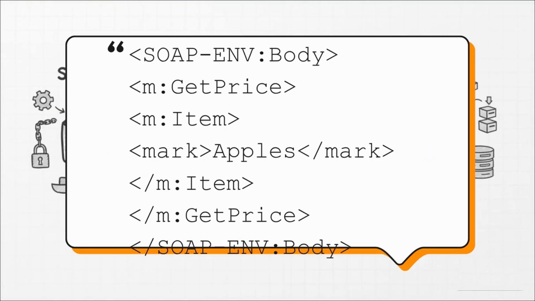And here's what that looks like in the real world. See that envelope tag wrapping the whole thing? And right inside, the body is holding the actual request, which in this case is get price for some apples. It's a bit wordy for sure, but you can't deny that it's extremely clear. There's zero ambiguity about what's being asked.